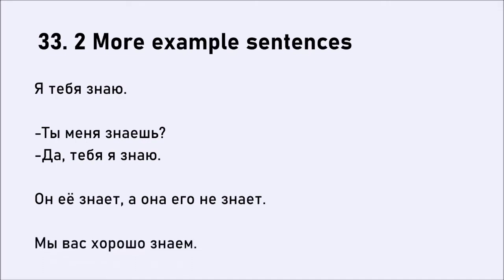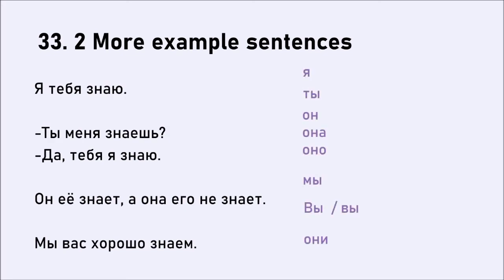A longer sentence. Он ее знает, а она его не знает. What does this mean? Yes, he knows her, but she doesn't know him. Great way to practice cases, okay? Things like this. Another sentence. Мы вас хорошо знаем. We know you, plural you, well. Remember the adverb well from last time? Here it comes in very handy. Мы вас хорошо знаем.